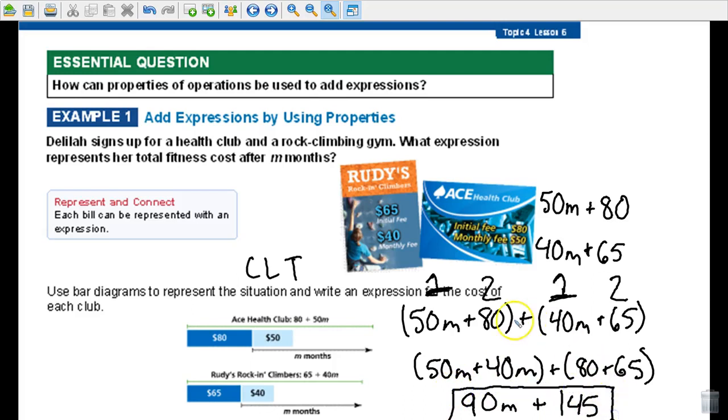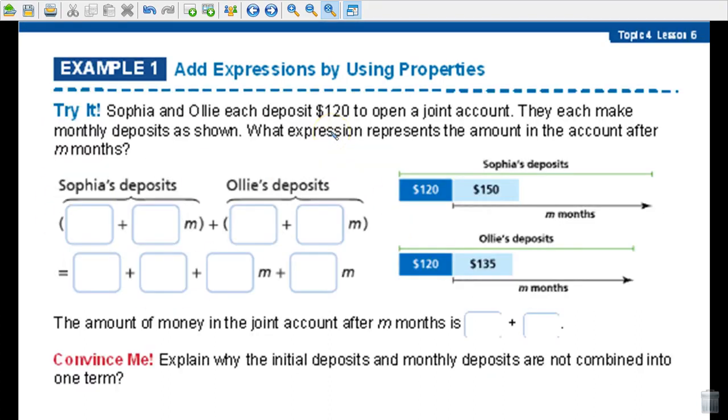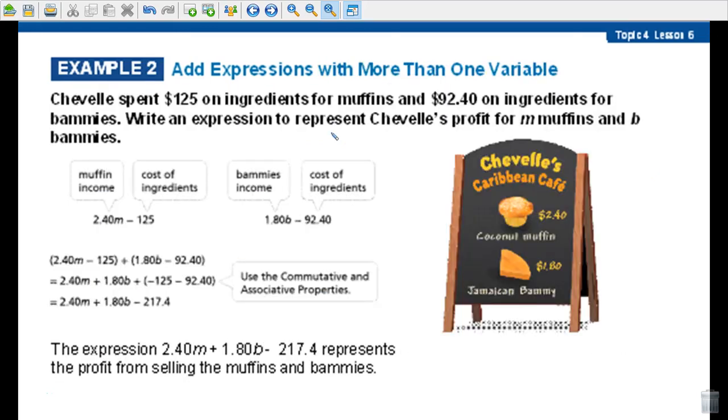Okay? So to find out how much Delilah is paying for the whole entire Rockin' Climbers and Health Club together, it's 145 for the initial fee for both of them put together, plus $90 per month. Okay? That's all you've got to do. Easy as pie. Okay? They show you the exact same thing I just showed you. So we're going to come back to the try it, and we'll do that after. We're going to move on to example 2.